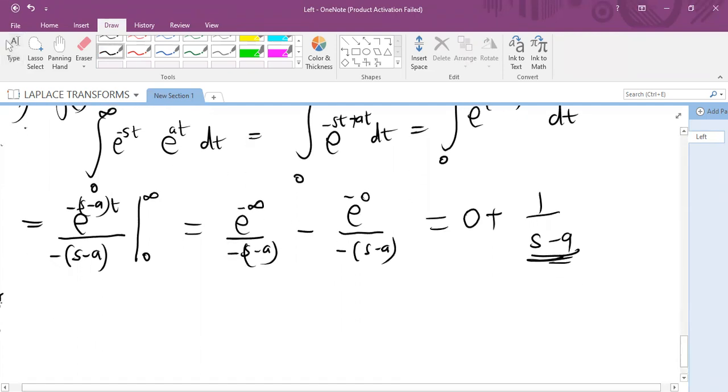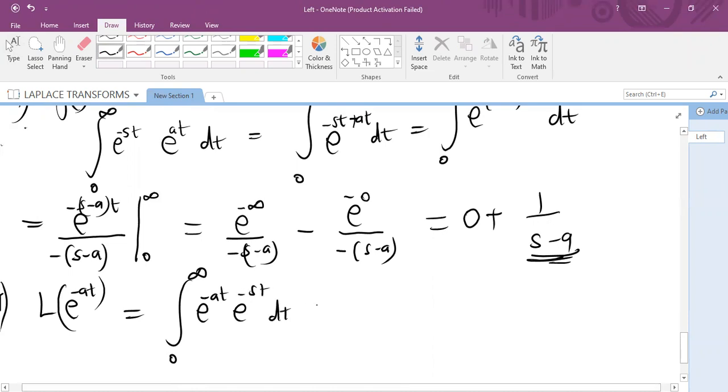And this is basically the Laplace transform of e^(at). Finally, how do we get the Laplace transform of e^(-at)? The procedure is the same. We integrate from 0 to infinity of e^(-at) e^(-st) dt. Put them under the same base. Both are exponential, so you'll have e^(-at - st) dt.